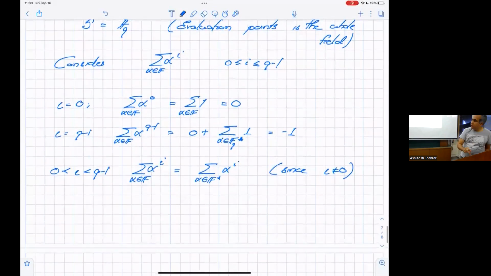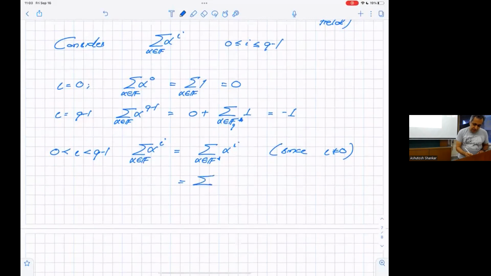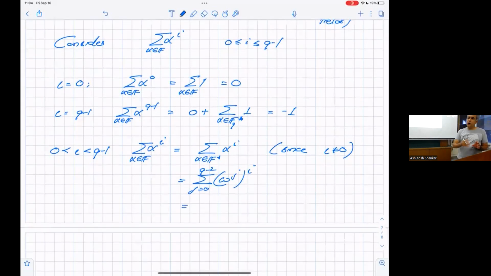Now F star has a nice form: every element in F star is of the form omega to the power j for some j. So I can rewrite the sum in the following way: instead of writing with alpha, I can write the sum over j going from 0 to q minus 2 of omega to the power j, the whole thing to the power i. This is omega to the power ij. This is a geometric progression. We know how to do it: 1 plus a plus a squared all the way up to a to the power r minus 1 is a to the power r minus 1 over a minus 1.